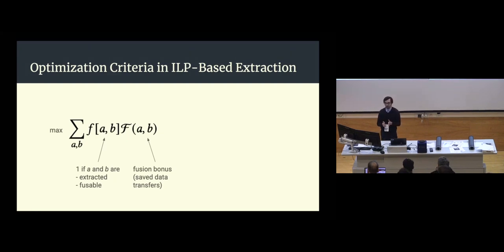We extract that from the XLA cost model, which itself looks at the amount of data that's being moved for this operation from slower memory to faster memory. So typically that's what you achieve by fusion. And then we want to maximize that. So we want to maximize the amount of savings we get thanks to fusion.